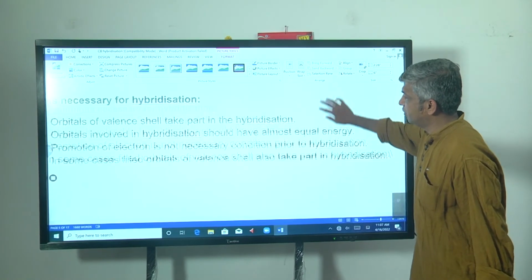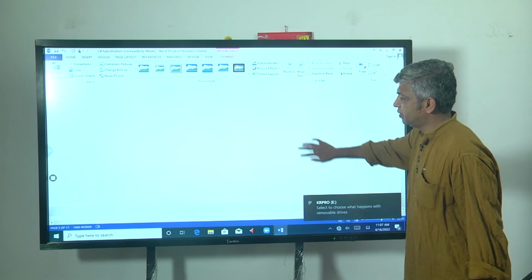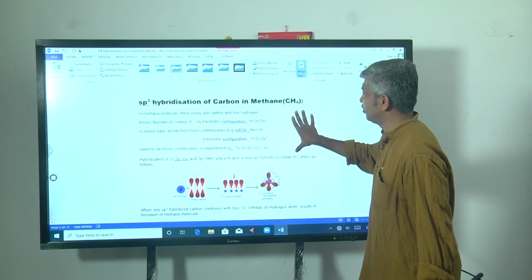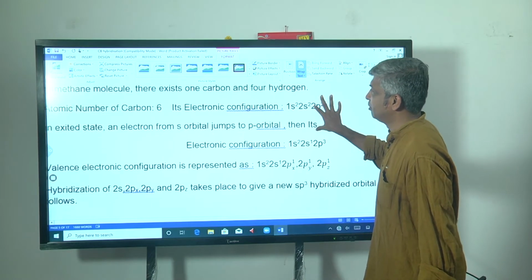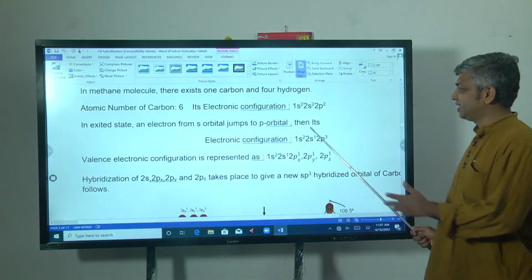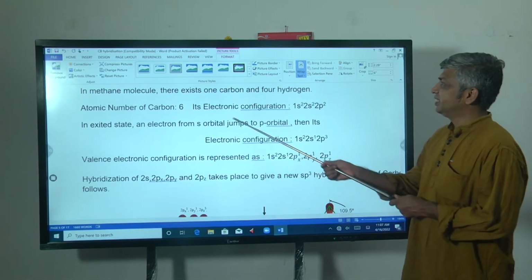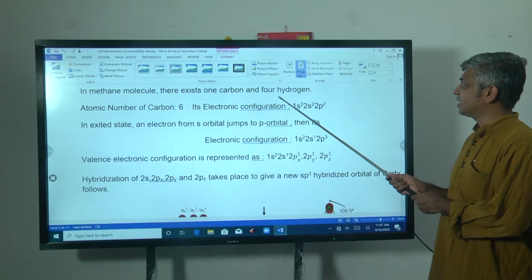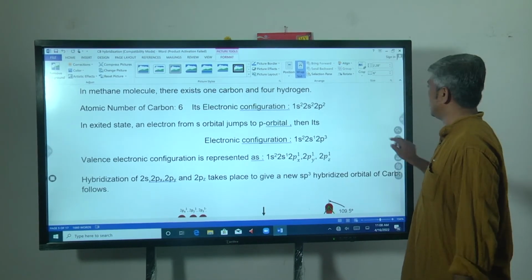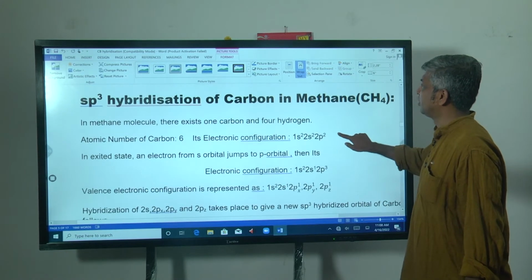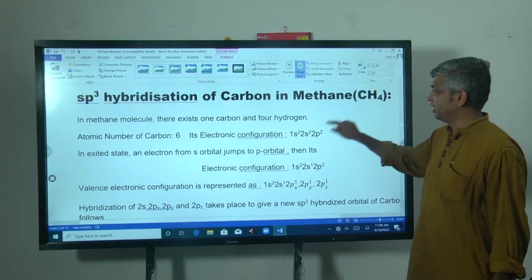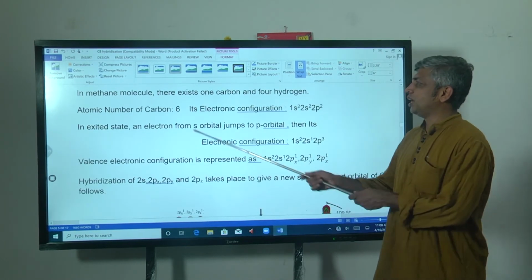The example given in your syllabus is the methane molecule. Let us come to this beautiful molecule, the methane molecule. Up to this level you know this, because we discussed it in the hybridization part. In the methane molecule there exists a carbon and 4 hydrogens. So whenever you write the molecular formula of methane, it contains 4 hydrogens, CH4. So let us discuss with respect to carbon.